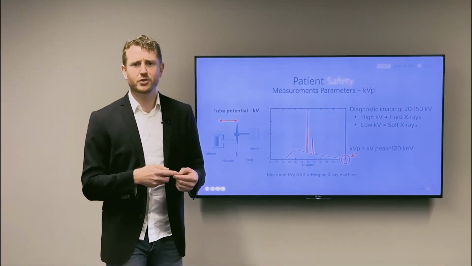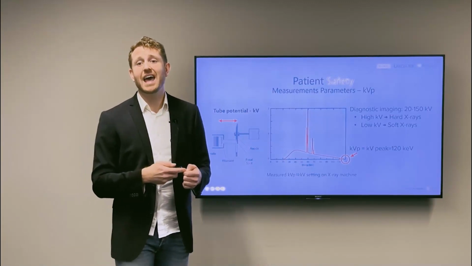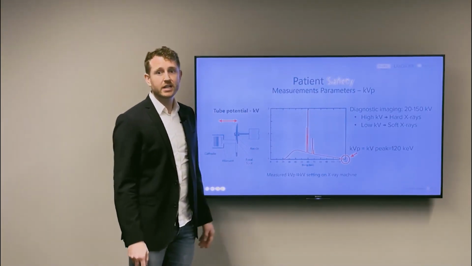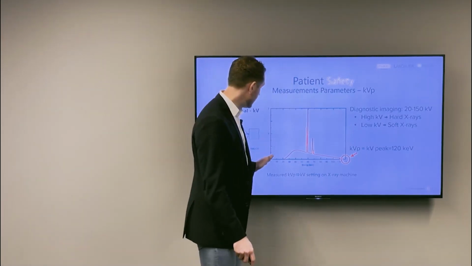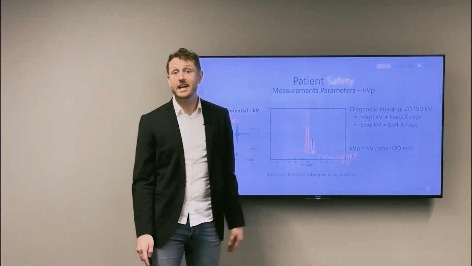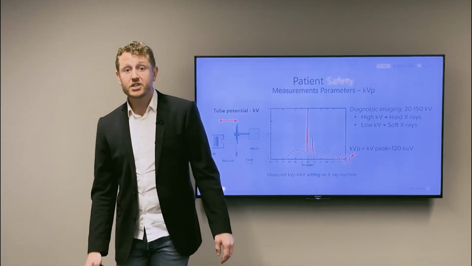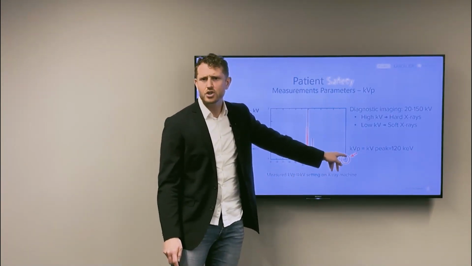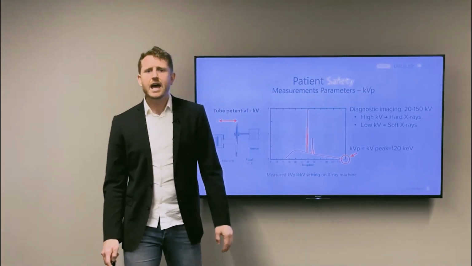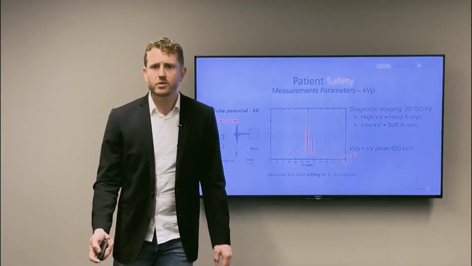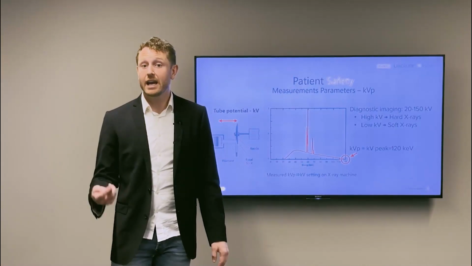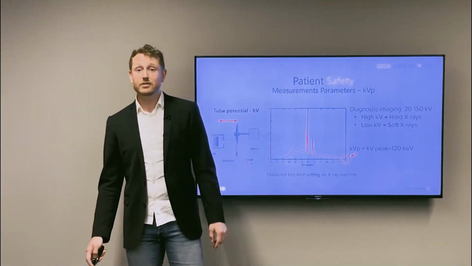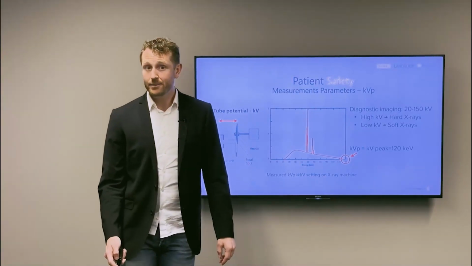A way to measure kV is to measure the energy of the radiation. The photon spectrum contains energies between 0 and the set kV. If the machine is set to 120 kV, at least some photons should have that energy. And by looking at the highest energy photons in the spectrum, we can acquire kV, and we call it kVp, which stands for kV peak.